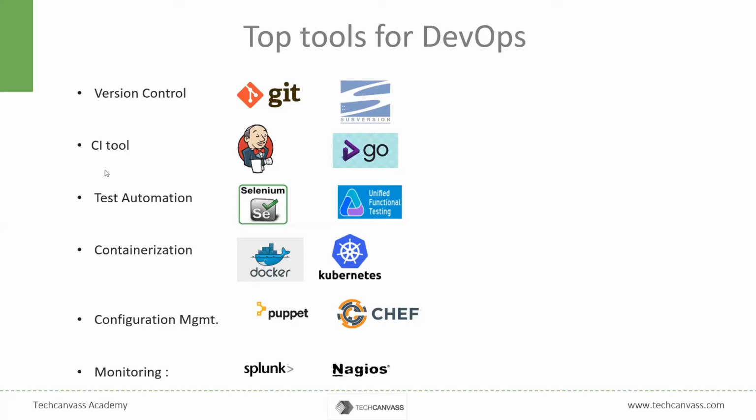In CI tools, that is continuous integration, we can use Jenkins, Go. For test automation, that is to write our test scripts, we can use Selenium, which is open source, and WebT, which is a paid product. For containerization, we can use tools like Docker or Kubernetes. For configuration management, we can choose Puppet, Chef, etc. And for monitoring, Splunk and Nagios are the widely used tools in enterprises. Now we will talk about each tool in detail in further slides.